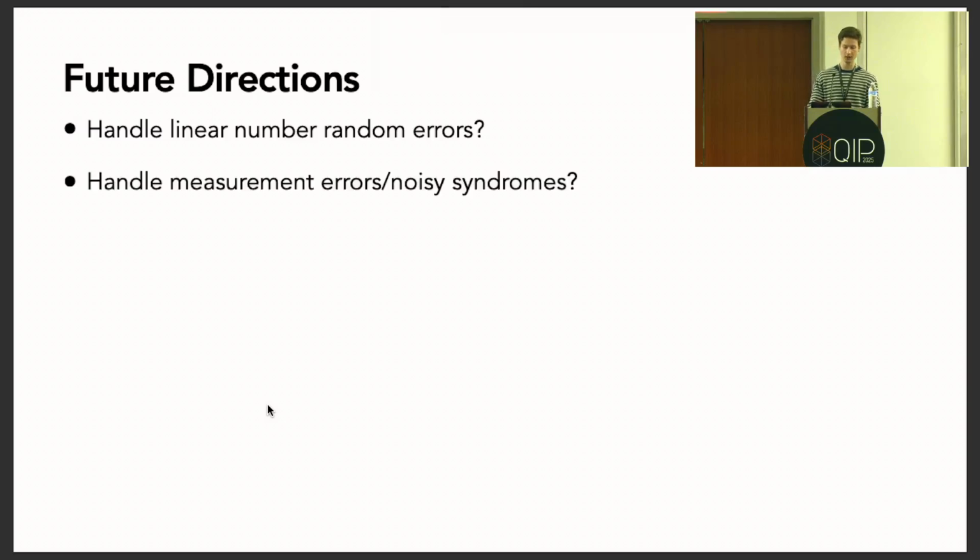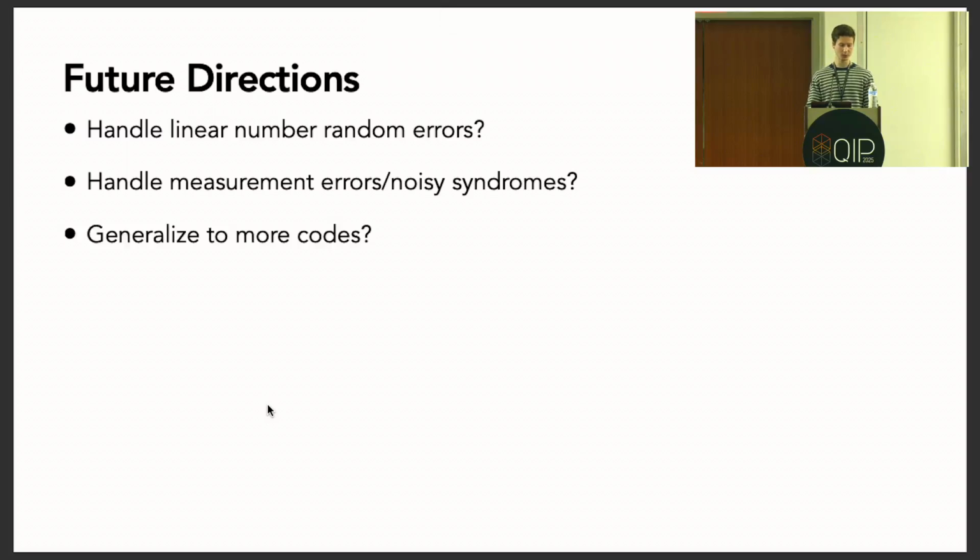There's also the question of handling measurement errors, or noisy syndromes. To decode our quantum codes, we assumed black box access to a classical decoder that worked against classical noisy syndromes, but our entire quantum decoder assumed that the original quantum syndromes were perfect. So it would be interesting, and also important in practice, if you could adapt our algorithm to handle such syndrome errors.